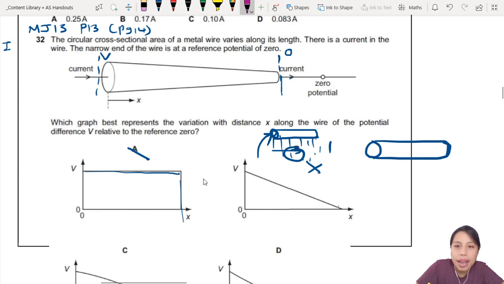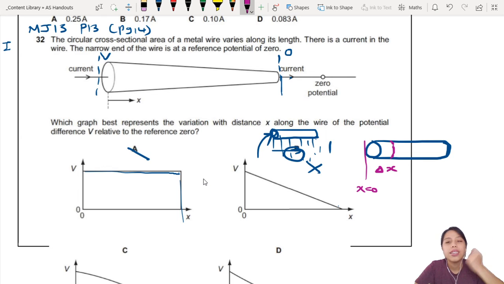Okay, for every small section, let's say a small change in length, here is x0, the start of the axis. For every little section that you go, you will have a drop in potential. Am I right? For a small section, a small drop. Then you take the next section, also the same change in length, also the same drop. Same.